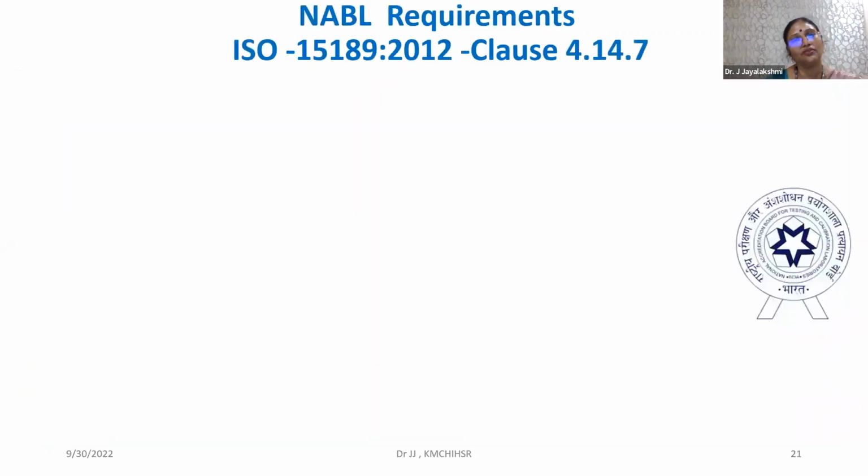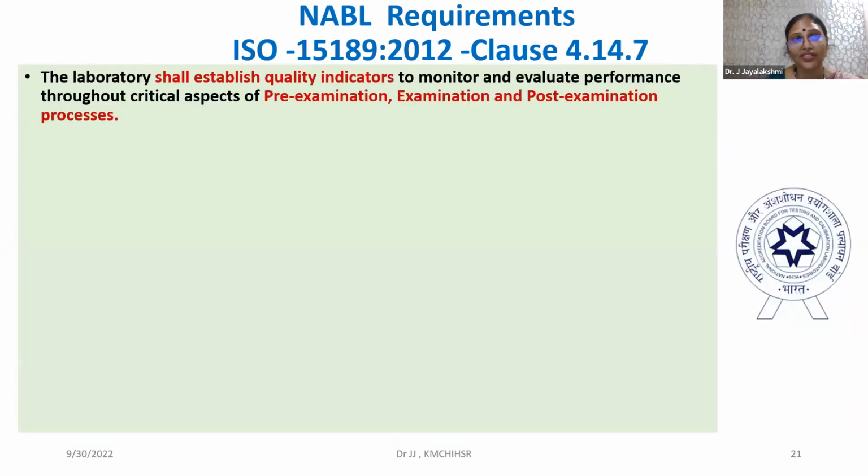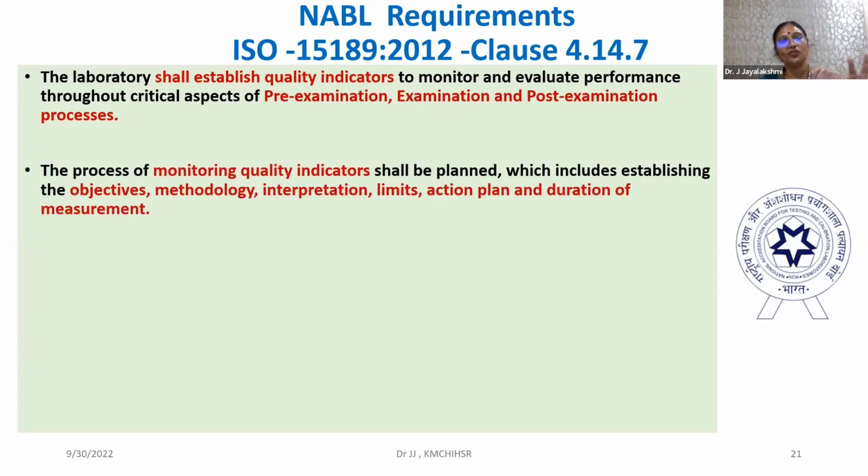So you can tailor. Now, does NABL say anything about it? Yes, it says in 4.14.7, the lab shall establish. Shall means it should be. It should establish quality indicators to monitor and evaluate performance throughout the critical aspects of pre-examination, examination, and post-examination processes. The process of monitoring quality indicators will be planned. So you cannot do just like that. It has to be planned, and it should include establishing the objectives, the methodology of doing it, and interpretation of what you have set.